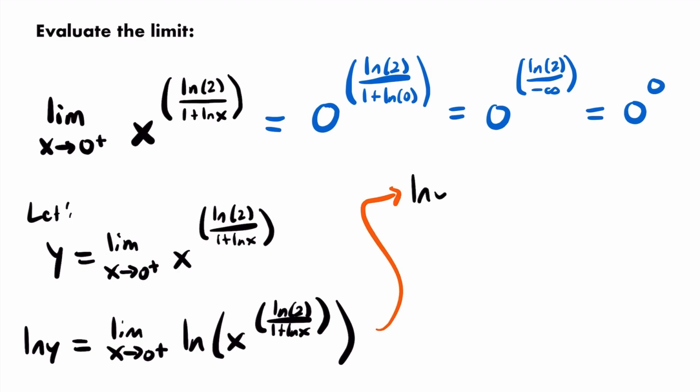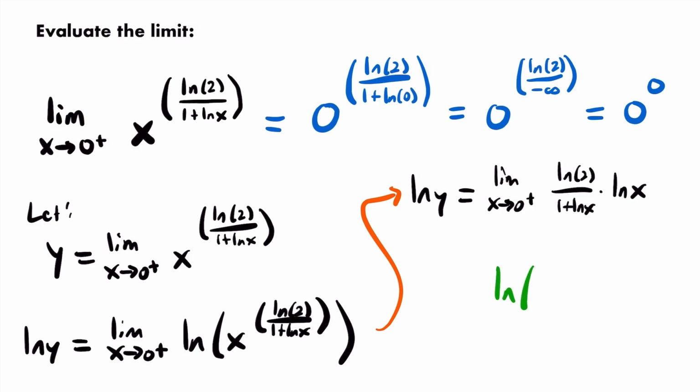We can say that the natural log of y would be equal to the limit as x approaches 0 from the right of the natural log of 2 divided by 1 plus the natural log of x times the natural log of x. Okay, so here's what's going on here. We use the rule of logarithms that the log of a to the power of b is equal to b times the log of a. All right, that doesn't just apply to the natural log function, it applies to all logarithmic functions. I'm just using the natural log here because it's easier to work with. In general, if you have the log of a value raised to a power, you can bring that power out front and multiply it by the natural log, and then just have the natural log of a.